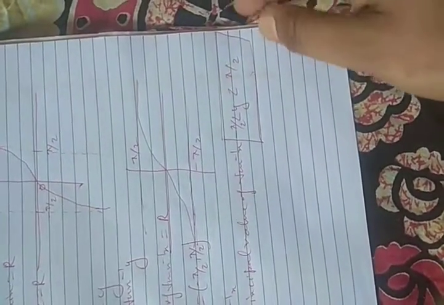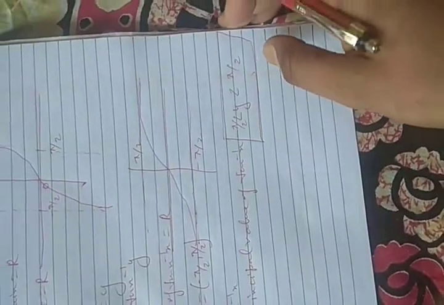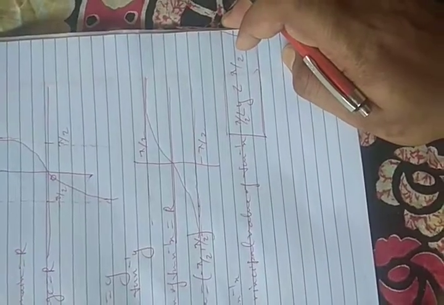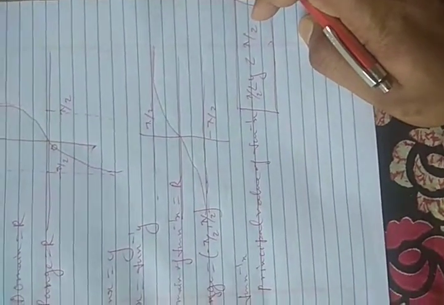Similarly, for cos inverse x, we have a range of 0 to pi, so the principal value will lie in 0 to pi. In the case of sin inverse, the range of sin inverse x is minus pi by 2 to pi by 2, and its principal value will be minus pi by 2 to pi by 2.